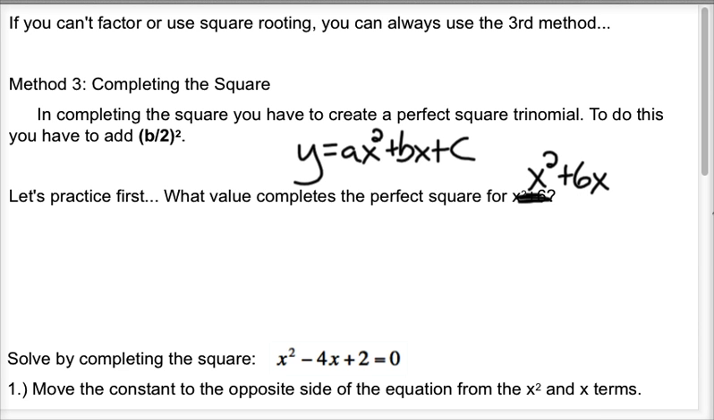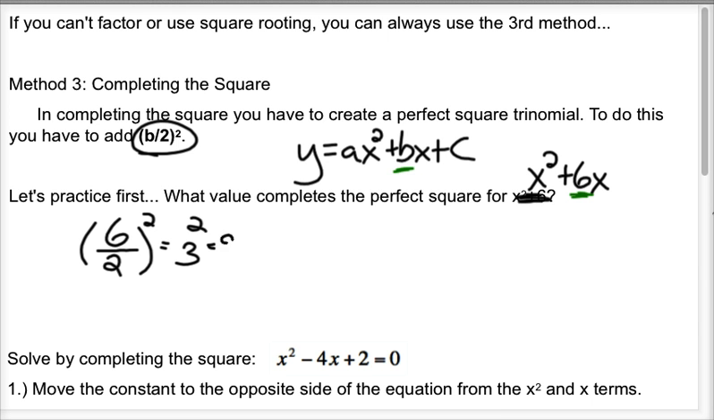Okay? So right now we have x squared plus 6x, and they want to know what number completes the perfect square. And again, to complete the perfect square, we need that value. Remembering b is the number with the x. So in this case, our b is 6. So to complete this perfect square, we have to take that b value, 6, and divide it by 2, and then square it. So we get 3 squared, or more commonly known as 9.